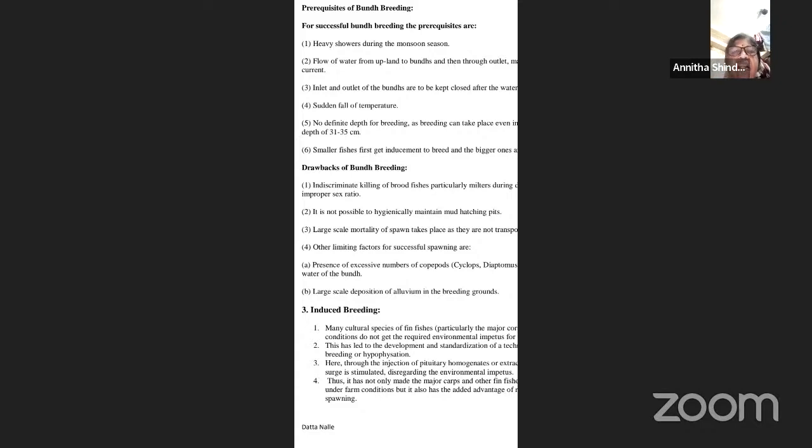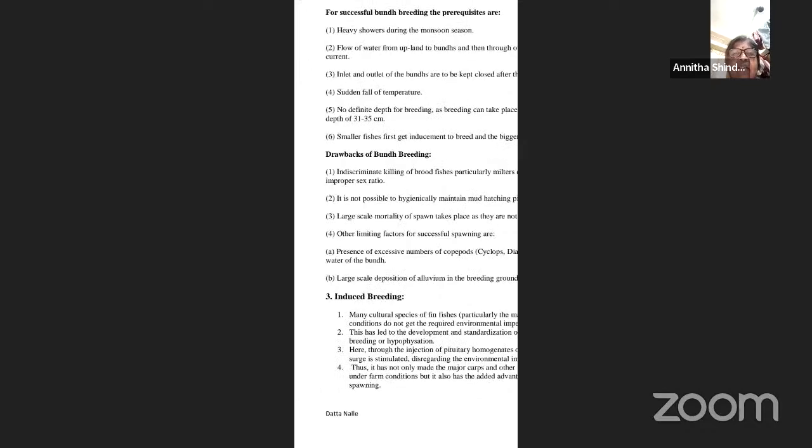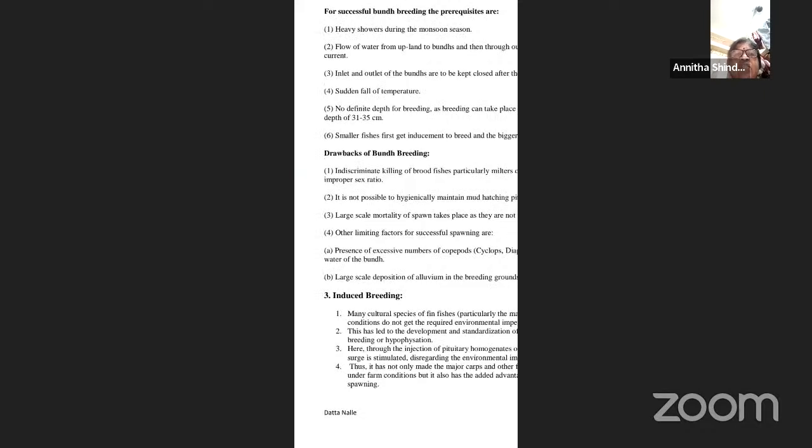Okay. Now the other limiting factors for successful spawning are presence of excessive number of copepods. Copepods, actually you have zooplanktons in the water, like cyclops. Then you have diatoms, etc., that accumulate in the water of the bund. Then large scale deposition of alluvium in the breeding grounds. So these two factors also will work as drawbacks. If you have more number of copepods and more of this, then also there is a drawback. Okay.